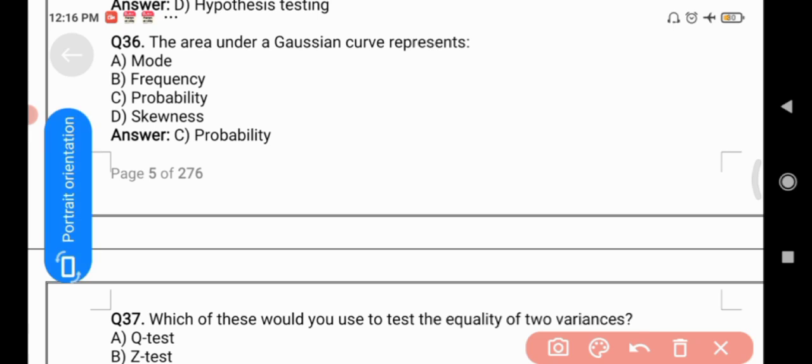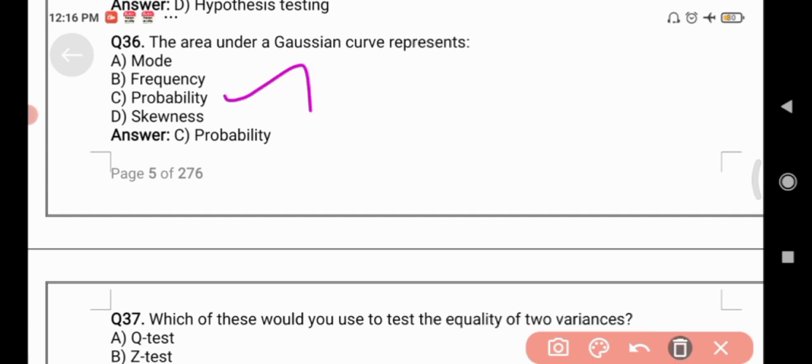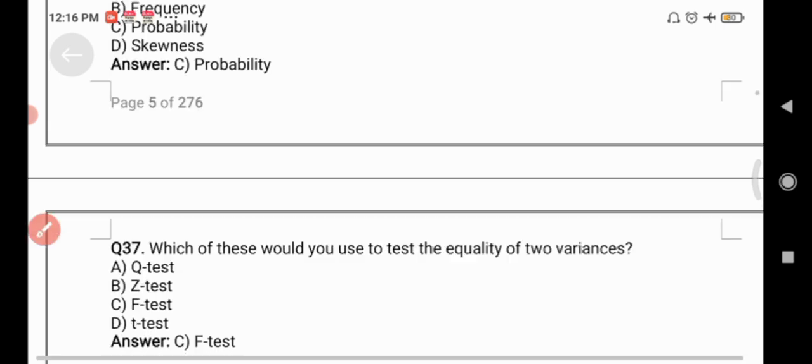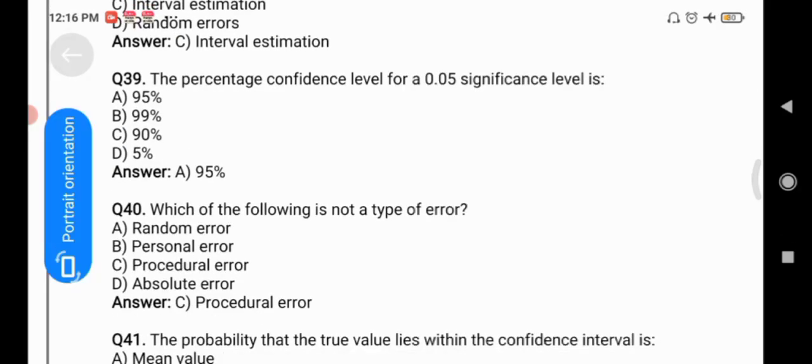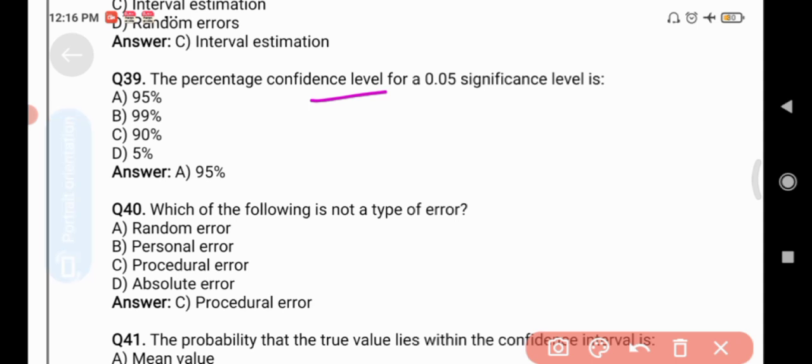The area under a Gaussian curve represents option C, probability. Which of these would you use to test the equality of two variances? Option C, F test. The term confidence level is related to option C, interval estimation. The percentage confidence level for a 0.05 significance level is option A, 95%.